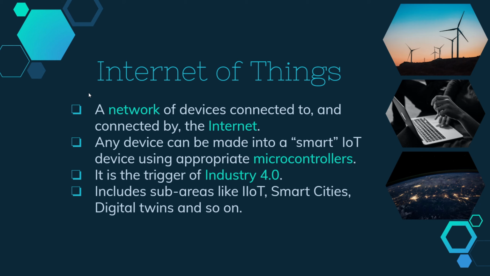You might have heard of the word Industry 4.0, which is the next industrial revolution. This is centered around the connectivity of devices. IoE is another term for IoT, whose full form is the Internet of Everything. And this is a huge part of Industry 4.0. So we can also see that IoT includes sub-areas like IIoT, Industrial IoT, Smart Cities, Digital Twins, and so on.